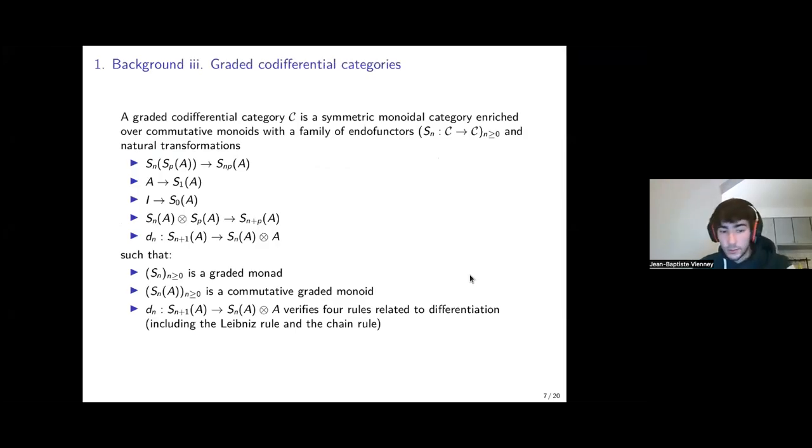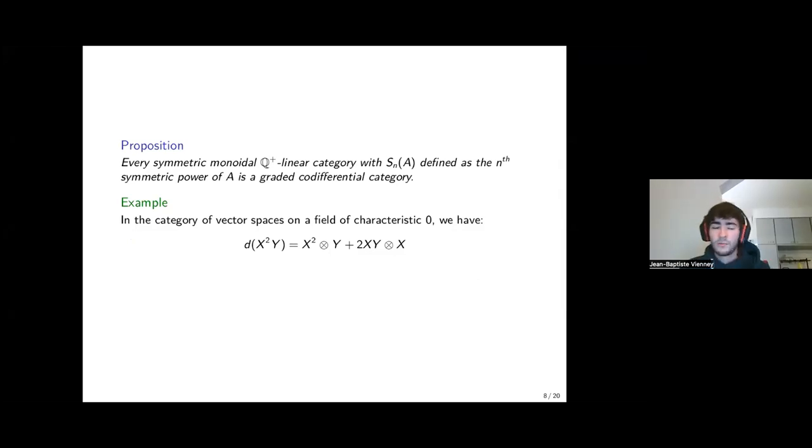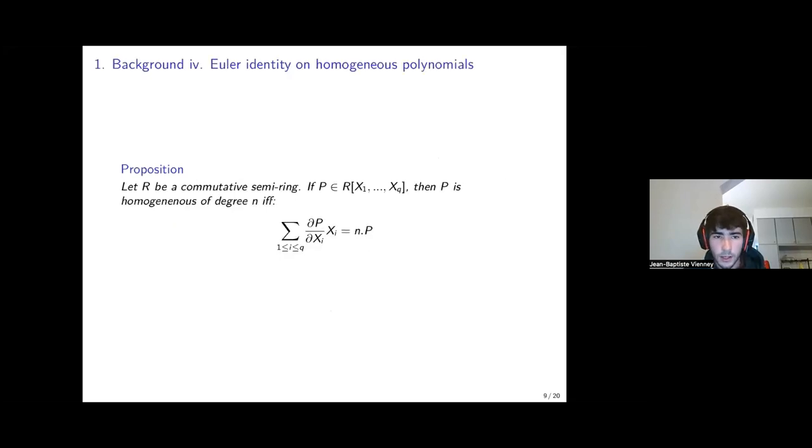Yeah, so we have this D3 from the third symmetric power to the second symmetric power of A tensor A. If we look at the vector space A with basis x and y, in the third symmetric power you have this polynomial. When you differentiate, it is defined by taking the sum of the partial derivatives, tensor the variable with respect to which you differentiate. So it works like this: x squared is the partial derivative with respect to y, and 2xy is the partial derivative with respect to x. Like this, you define a graded co-differential category.